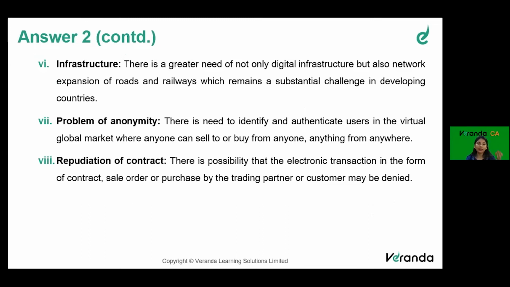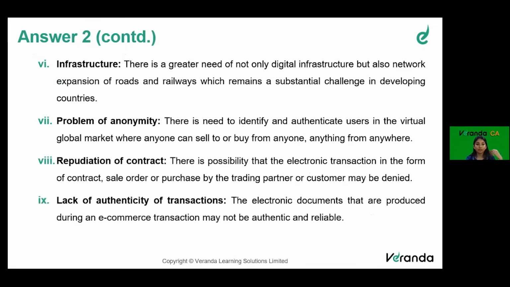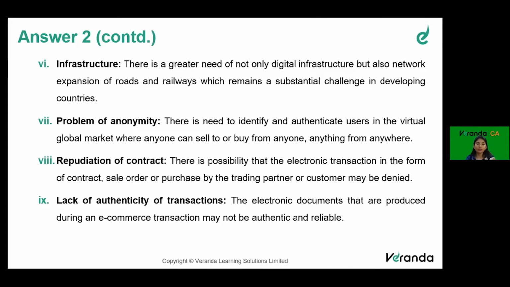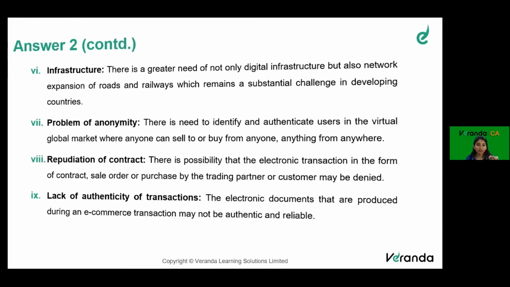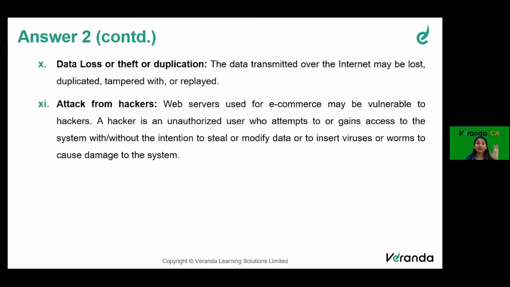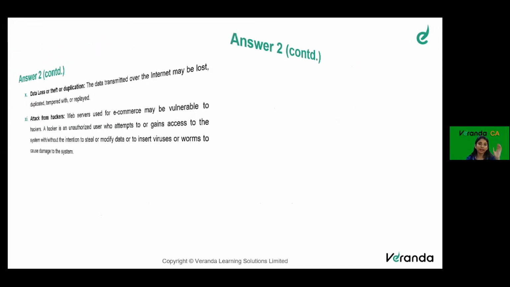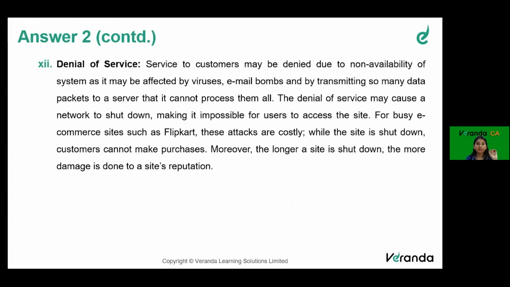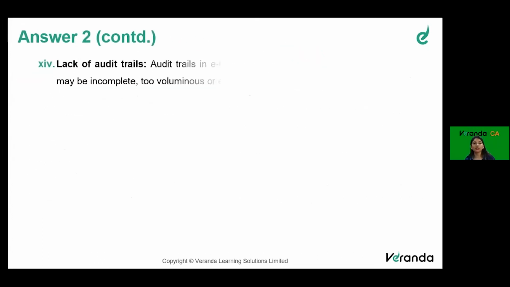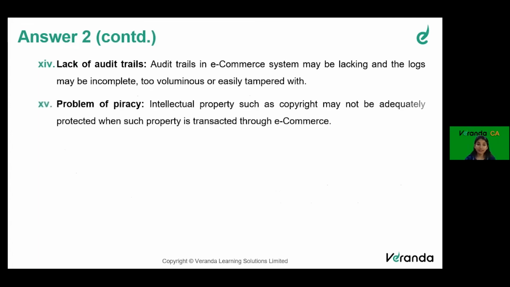They can cancel that contract. They may not supply to me. Repudiation of contract. Lack of authenticity of the transactions. Sometimes the documents that are generated during an e-commerce may not be authentic. It's not some fake invoices they may give to me. Data loss or duplication or theft of data. Hackers, important point, attack from hackers. And then denial of service. This is a very important point, denial of service. Non-recognition of e-commerce transaction in the court of law, lack of audit trails, and piracy.